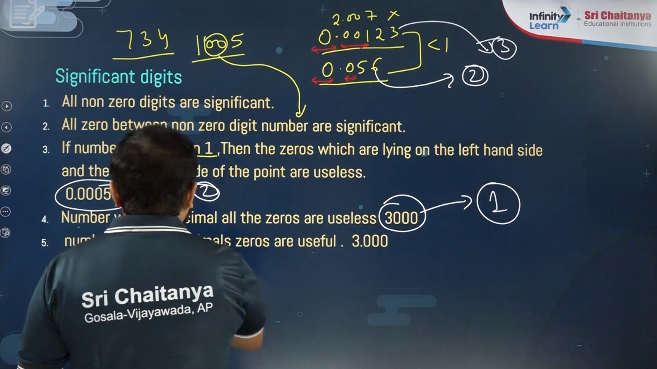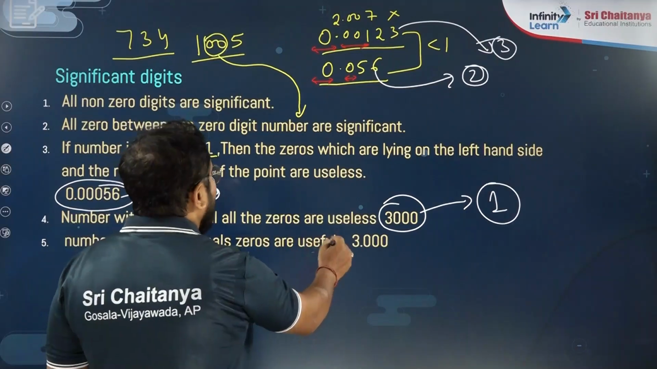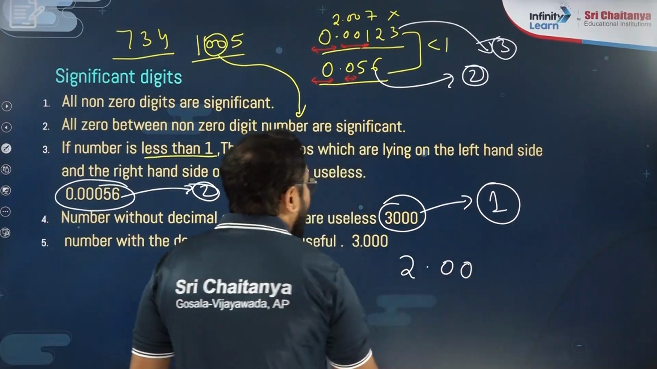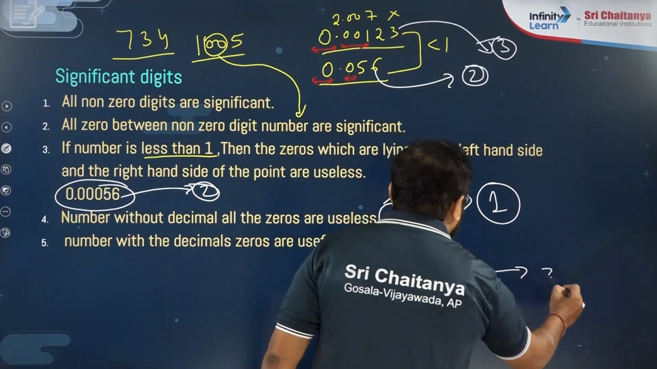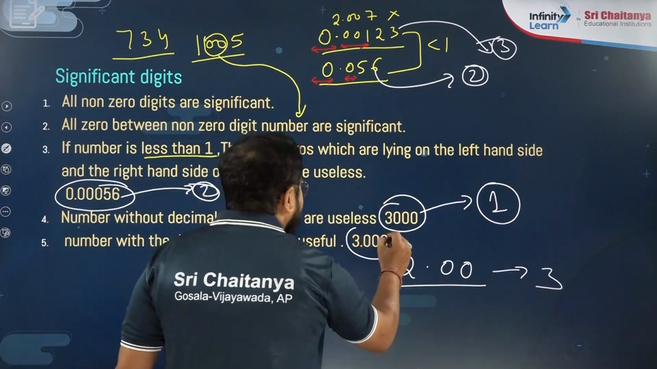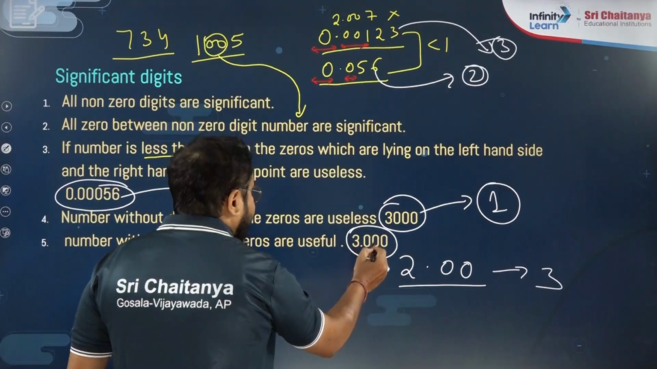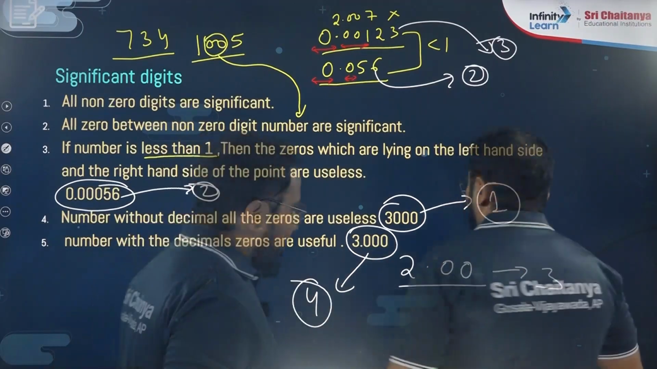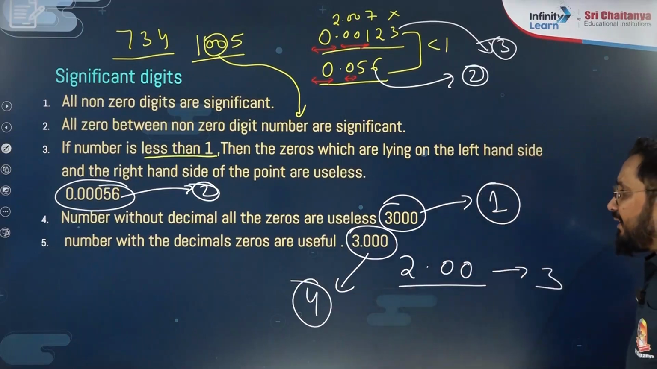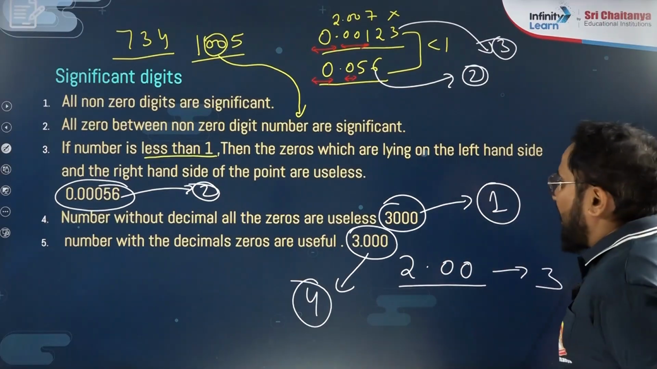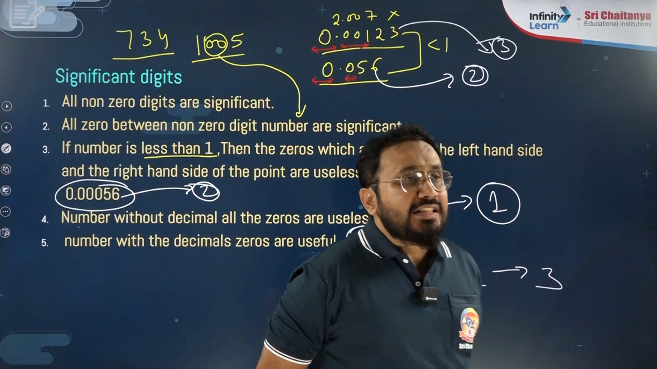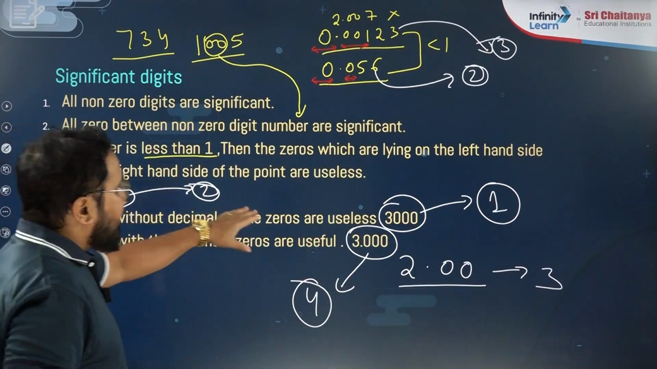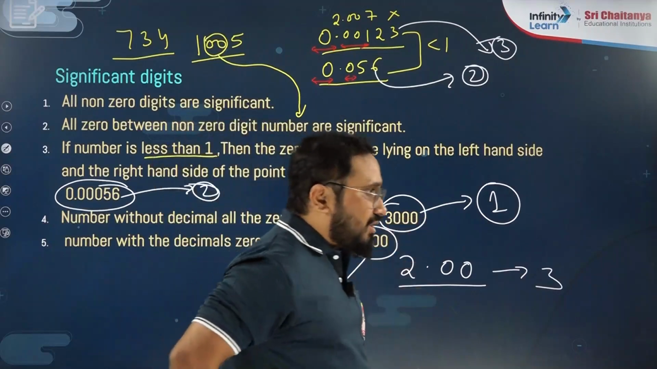Is it clear? In a number with the decimal, zeros are useful. If I write 2.00, how many significant figures? 3. Here, what is written? 3.000. How many significant figures? 4. So this is clear. In numbers with decimals, zeros are useful. In numbers without decimals, zeros are useless.